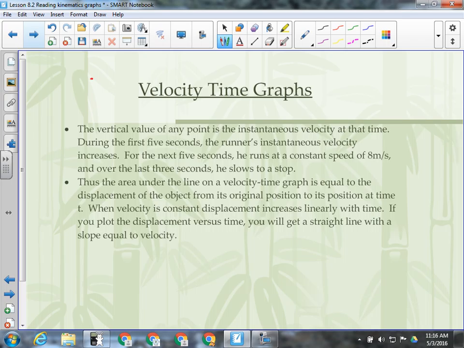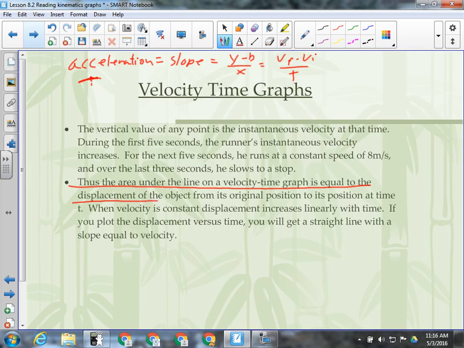So what can we get from a velocity versus time graph? Well, we can read the velocity of the object at any point in time. That's directly off the graph. We can calculate the acceleration using the slope, which equals rise over run, or vf minus vi over t. And we can calculate the area under the line to calculate the displacement, because that's taking average velocity times time equals displacement.